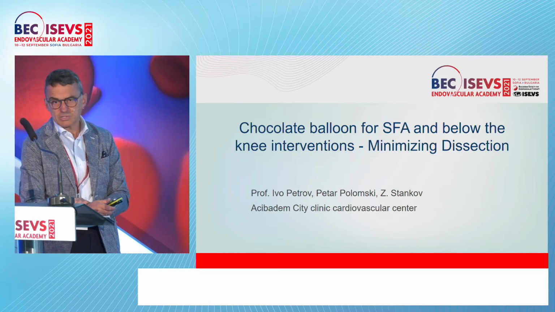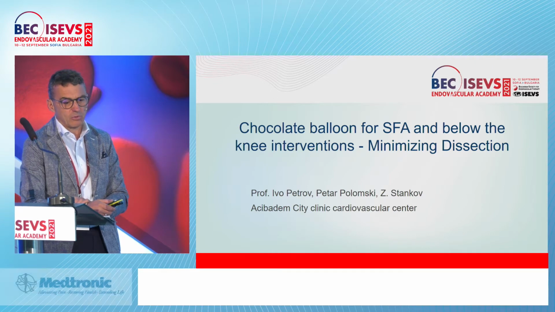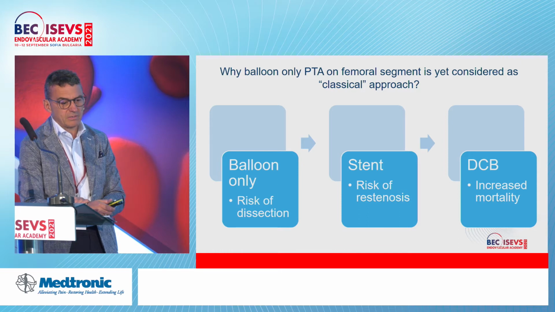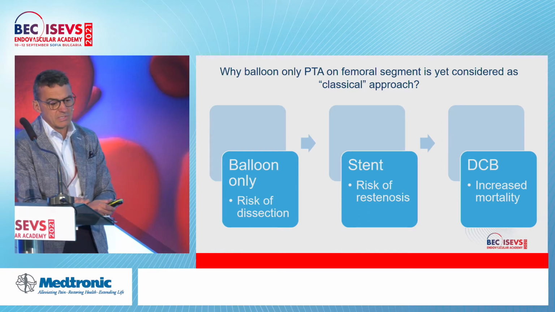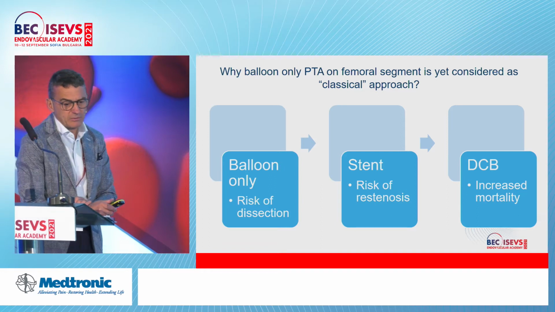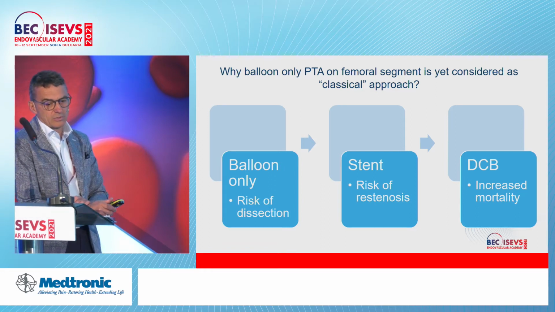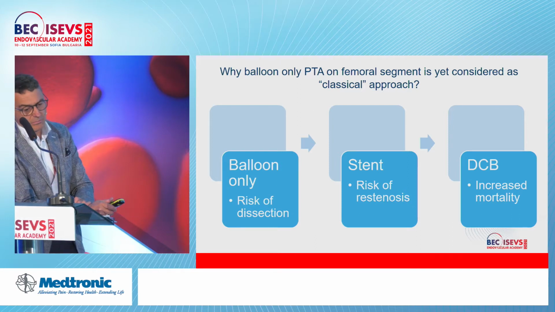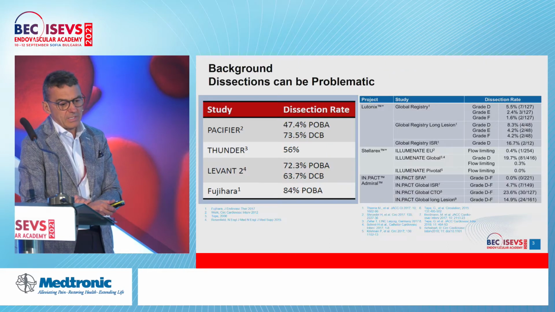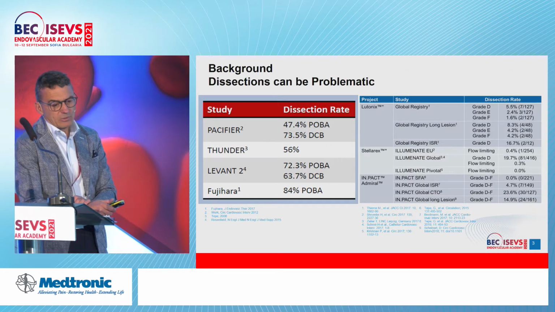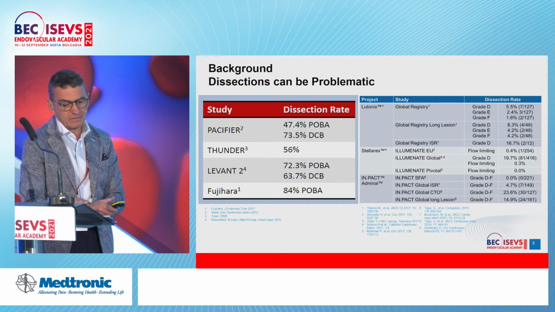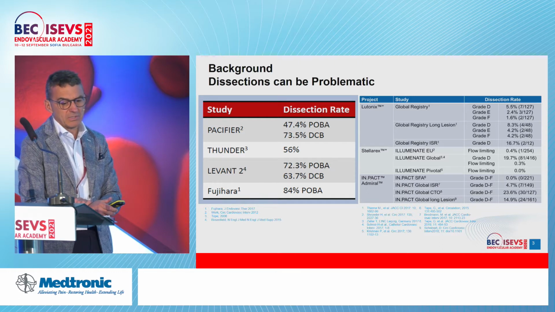Dear colleagues, it's a continuation of the previous topic, and we are still going to speak about balloons in above and below the knee. We have just commented on the three options: simple balloon, stent, or adding a drug coating balloon. These are the most popular strategies nowadays, but the guidelines still favor ballooning. Fortunately, the simple balloon is not the ideal way to treat above and below the knee lesions.